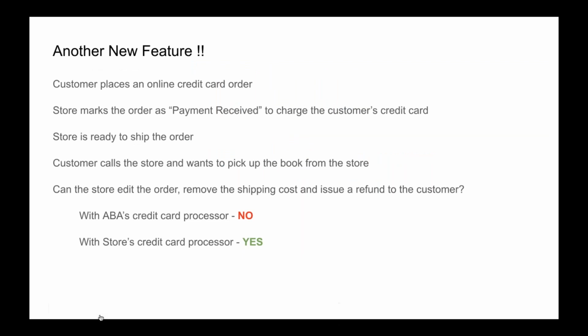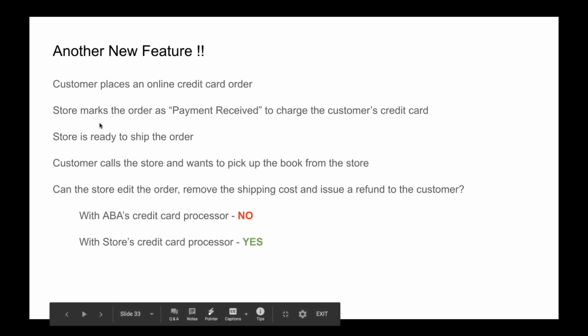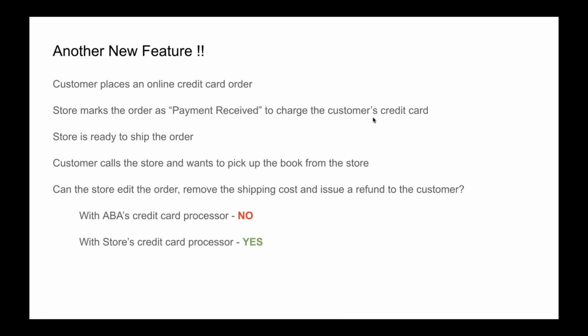We hear this a lot, and I know this happens a lot, so we decided to make this available. The use case is this: the customer places an online credit card order, and the store marks the order as payment received, and the customer's card is charged. The store is ready to ship the order. Then the customer calls and says they want to come to the store and pick it up, which means you now have to refund the customer the shipping cost. So can the store edit the order, remove the shipping cost, and issue a refund to the customer?